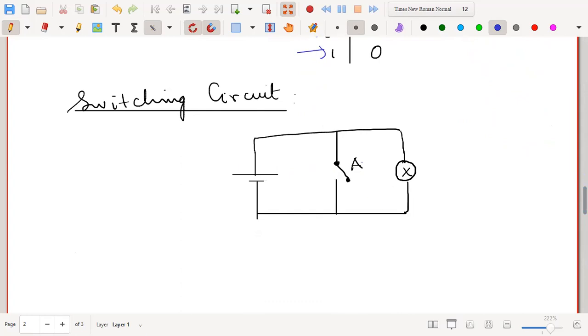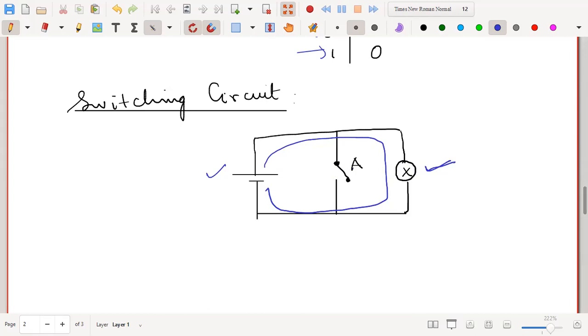So here you can see this switch A. There is a cell connected here, and this is the bulb. This output, the X mark, indicates the bulb. Now, whenever the switch is open, the bulb will glow. The switch is open means the current cannot flow through this switch, so the current will flow like this. As a result, since the current is flowing through this path, the bulb will glow.